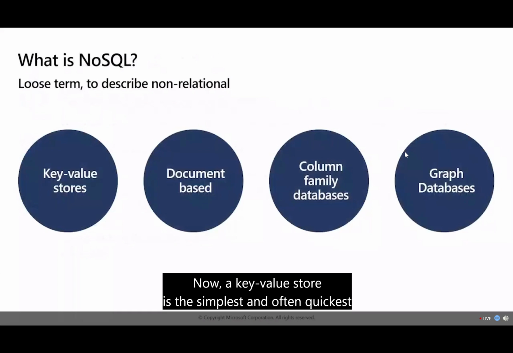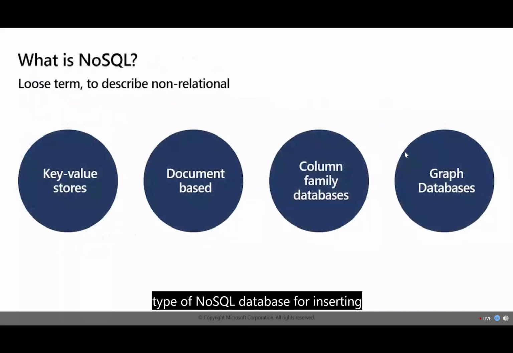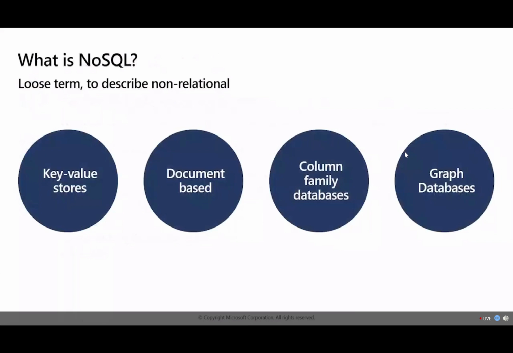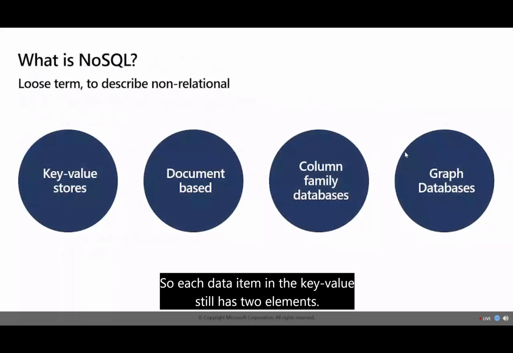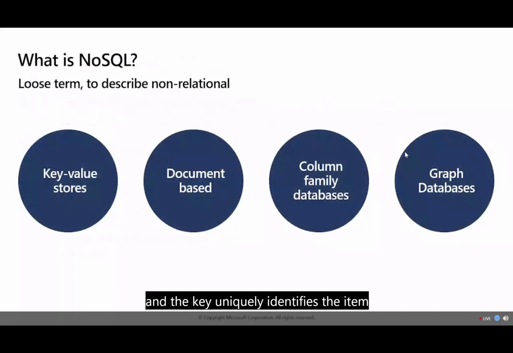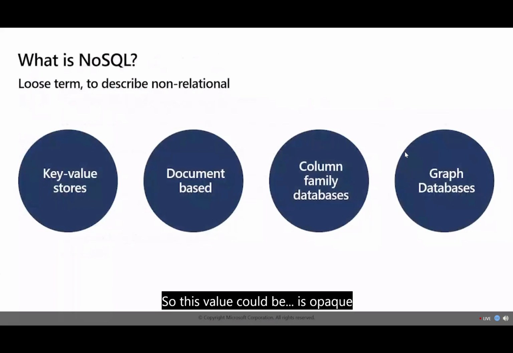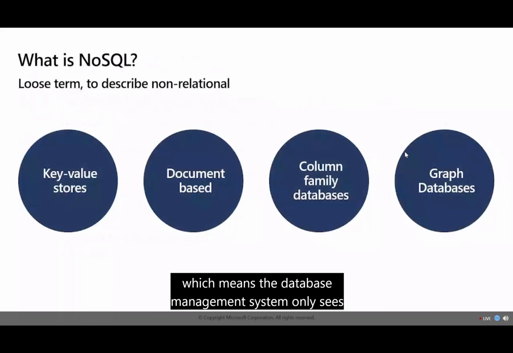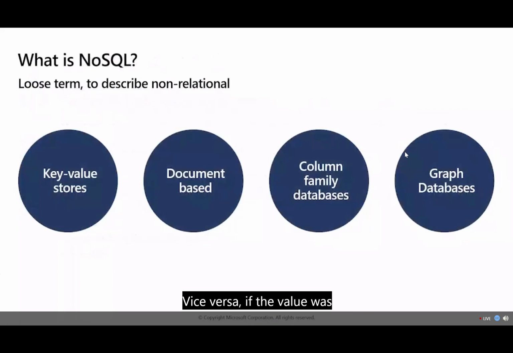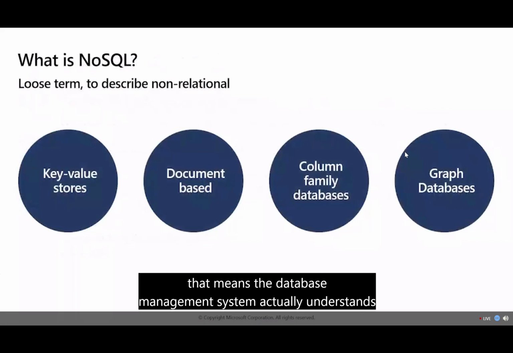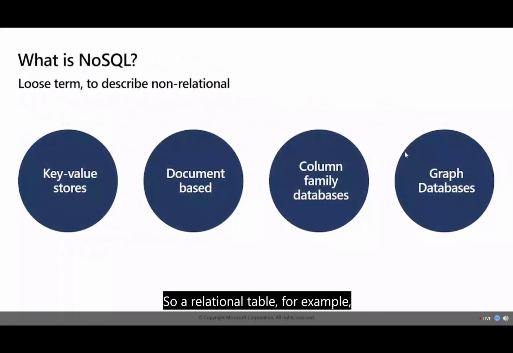Now, a key value store is the simplest and often quickest type of NoSQL database for inserting and querying data. Each data item in the key value store has 2 elements: a key and a value. The key uniquely identifies the item, and the value holds the data for that item. This value is opaque to the database management system, which means the database management system only sees the value as an unstructured block of data. Vice versa, if the value was transparent, that means the database management system actually understands all the fields and how that particular data is organized. A relational table, for example, has a transparent structure.